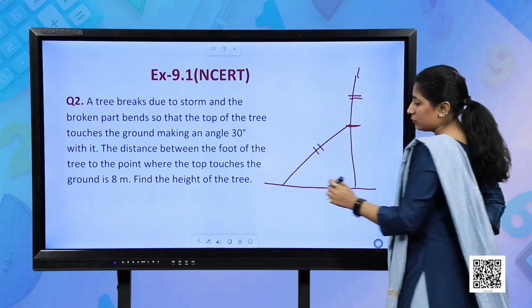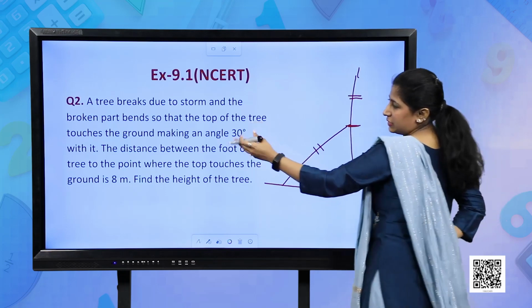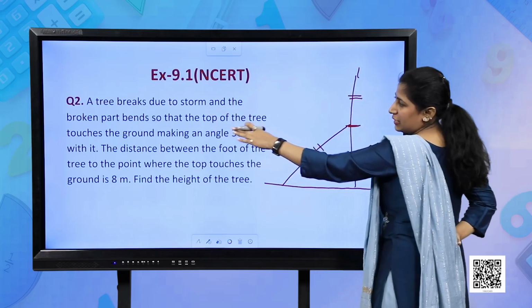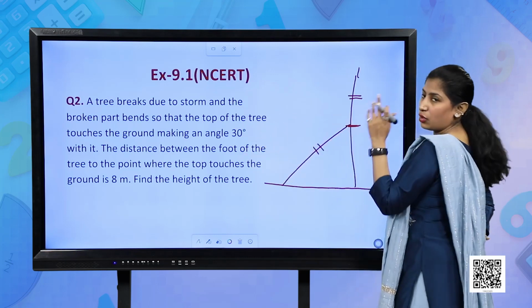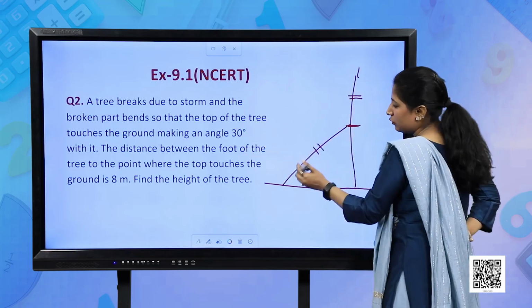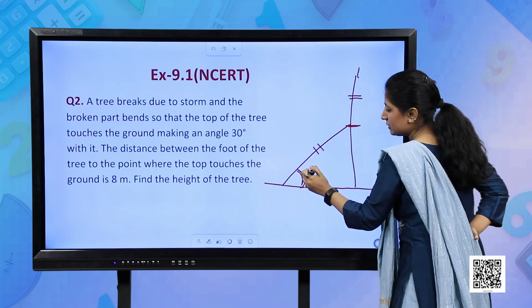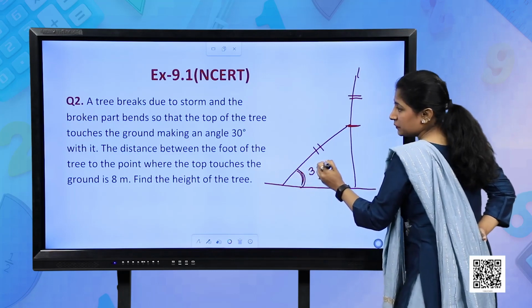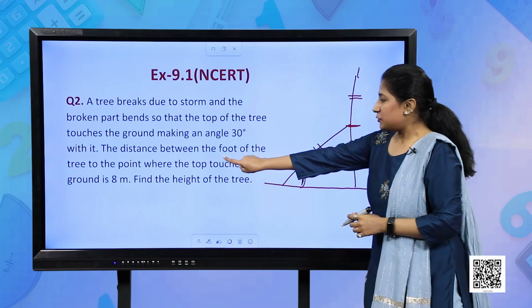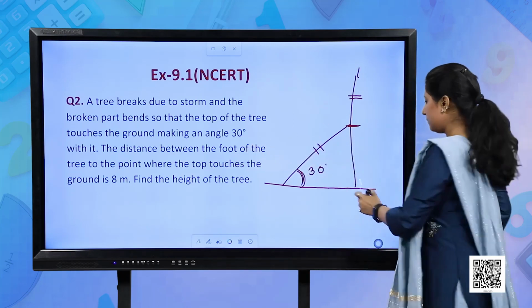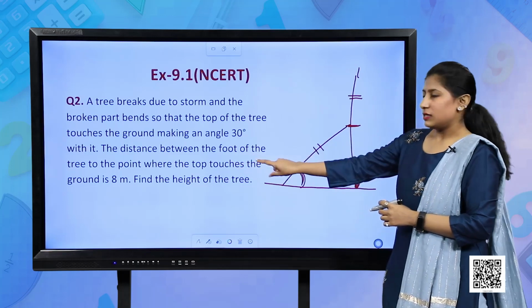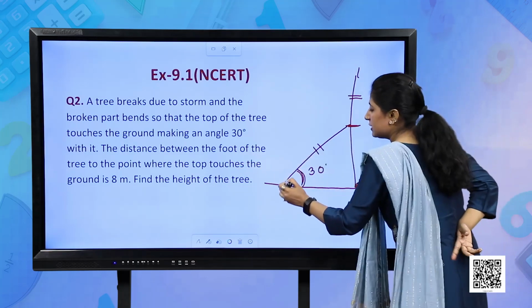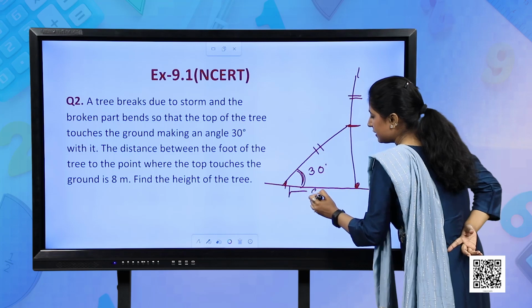Okay. Now, let us read the question quickly. A tree breaks due to storm and the broken part bends so that the top of the tree touches the ground, making an angle 30 degree, which means this is 30 degree. Next thing, the distance between the foot of the tree, this is the foot of the tree, where the top touches the ground, this point. So, this distance is given 8.